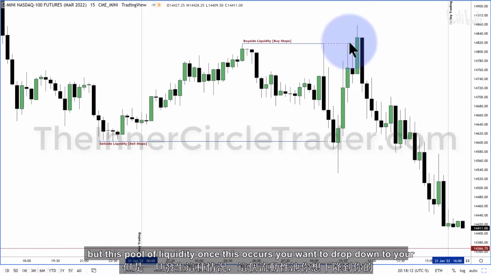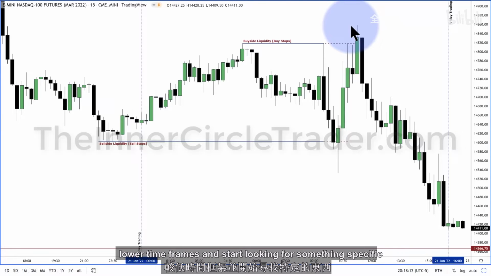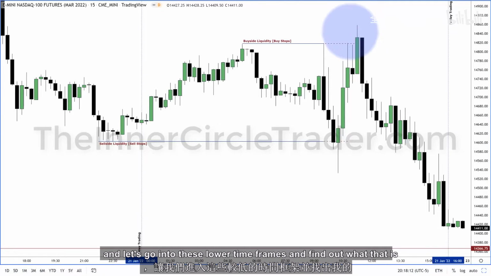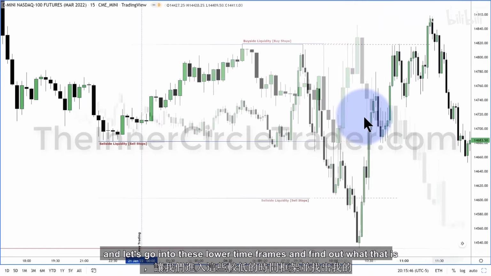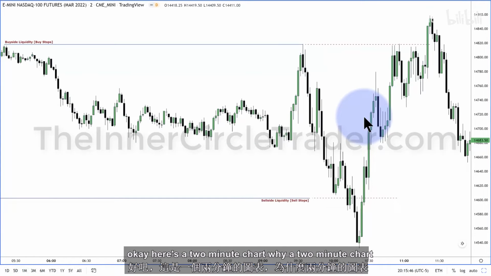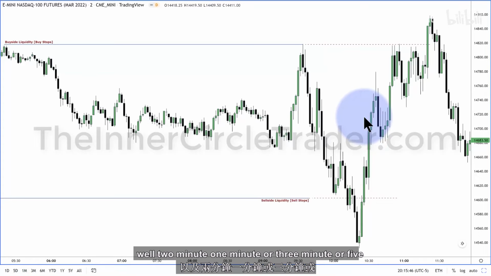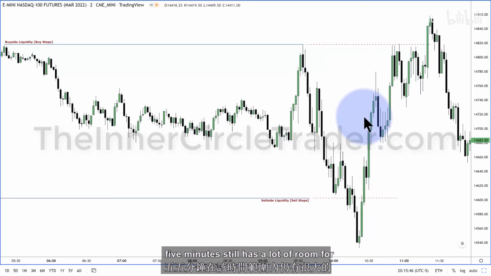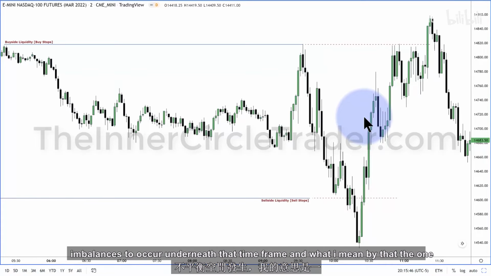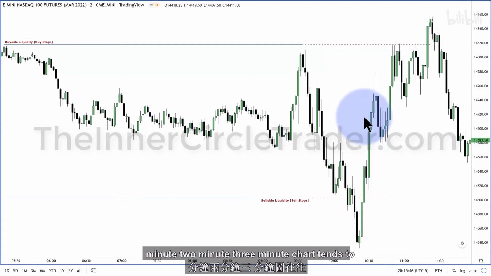But this pool of liquidity, once this occurs, you want to drop down to your lower time frames and start looking for something specific. And let's go into those lower time frames and find out what that is. Okay, here's a 2-minute chart. Why a 2-minute chart? Well, 2 minute, 1 minute, or 3 minute, or 5. 5 minutes still has a lot of room for imbalances to occur underneath that time frame. And what do I mean by that? The 1 minute, 2 minute, 3 minute chart tends to be the best for finding the imbalances for indices.